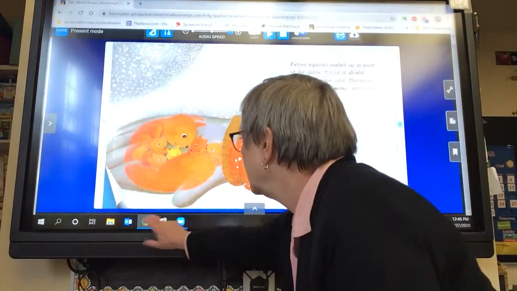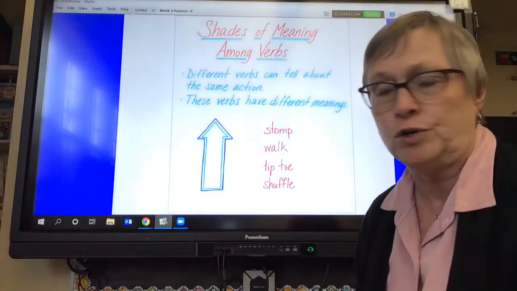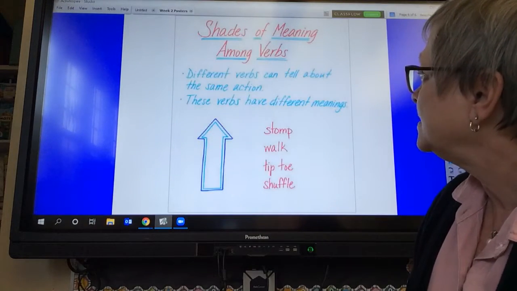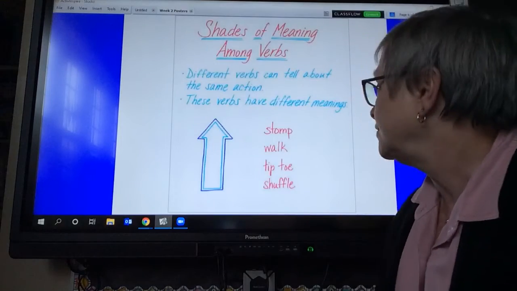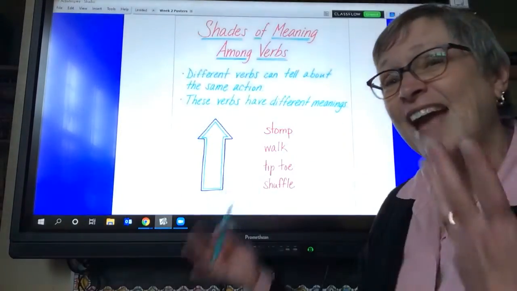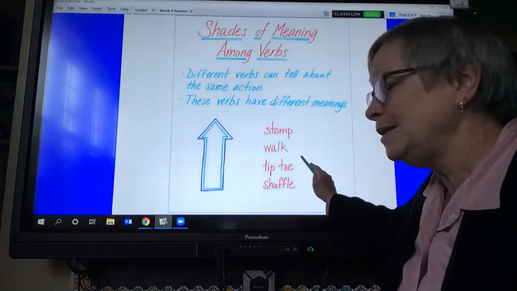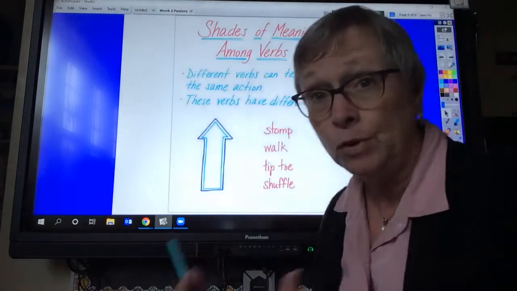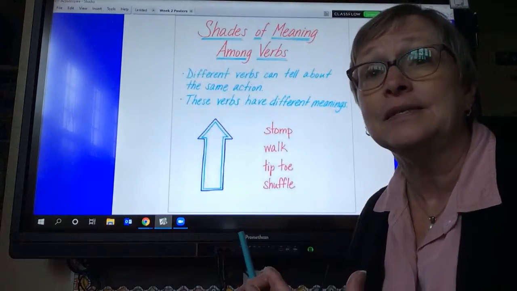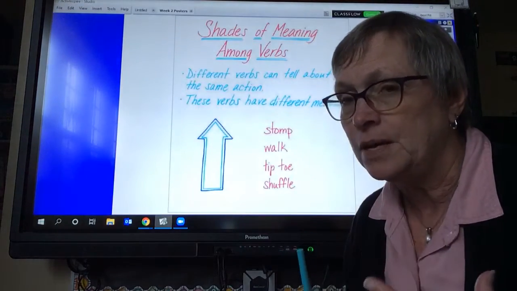Let's go to our chart here. It says shades of meaning among verbs. Different verbs can tell about the same action. These verbs have different meanings. Okay, so the actions are similar. Stomp, walk, tiptoe, shuffle. All of those actions move us forward, right? But there's a very different meaning for each of them.